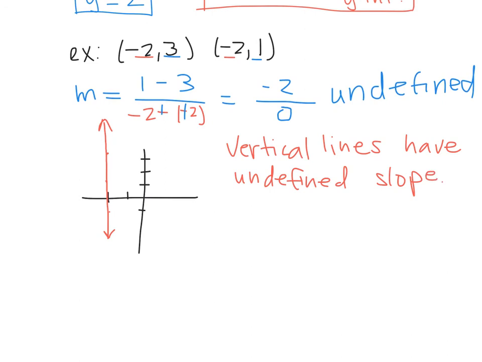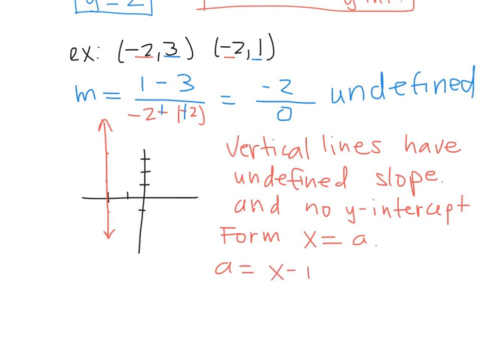Also, notice that there is no y-intercept. That vertical line is parallel to the y-axis, so it's never going to cross it or touch it. So vertical lines have undefined slope and no y-intercept. Okay, that means we cannot write the equation of this line in the y equals mx plus b form. There's no m, there is no b. So we write it in the form x equals a, where a is the x-intercept.